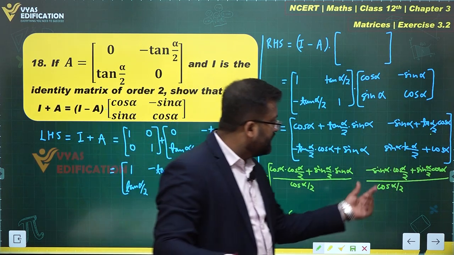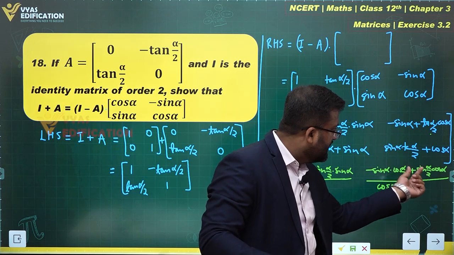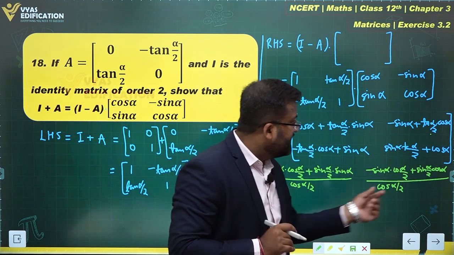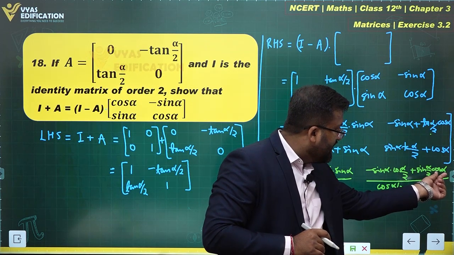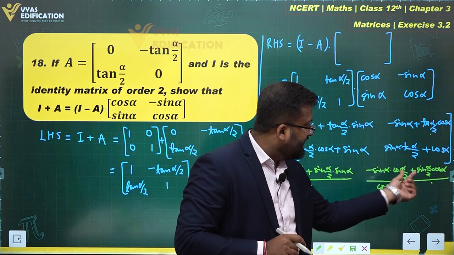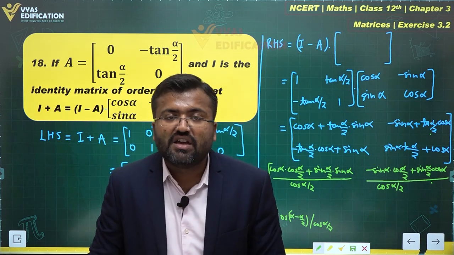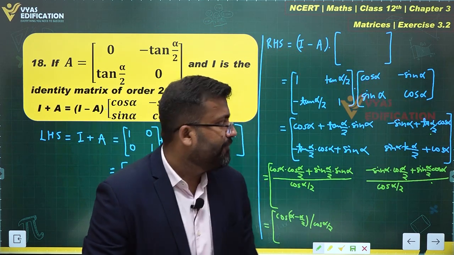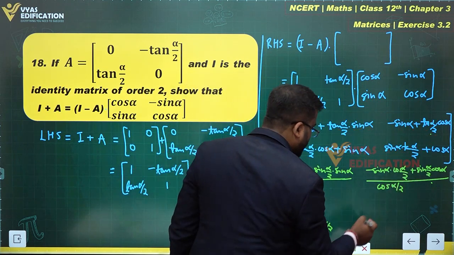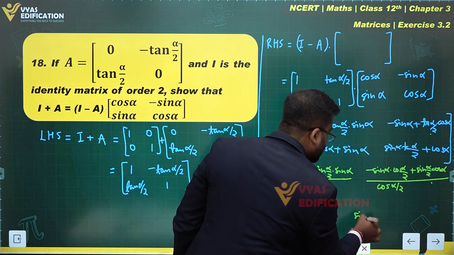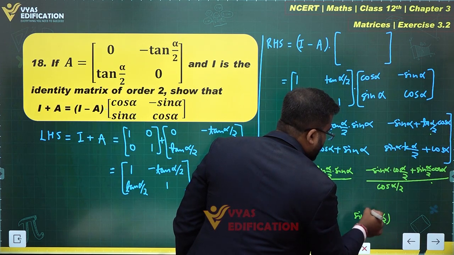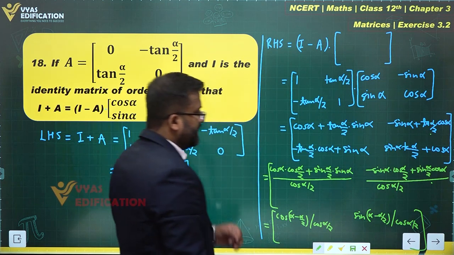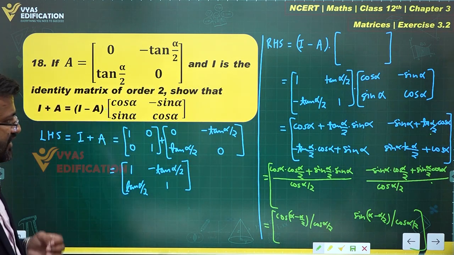Listen to what I am saying carefully. This is minus sine alpha cos alpha by 2 plus sine alpha by 2 cos alpha. Or read it as sine A cos B minus cos A sine B. Sine A cos B minus cos A sine B, sine A minus B, right? So this will become sine of alpha minus alpha by 2, in the numerator, divided by cos alpha by 2 in the denominator. That is all in the numerator.